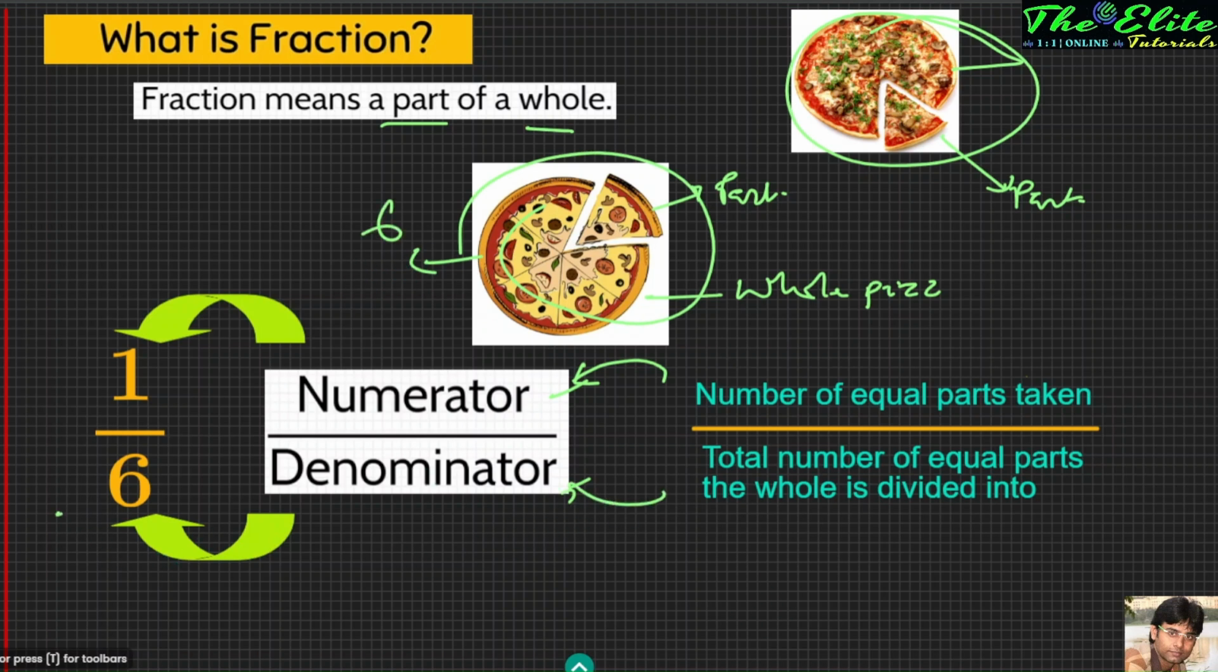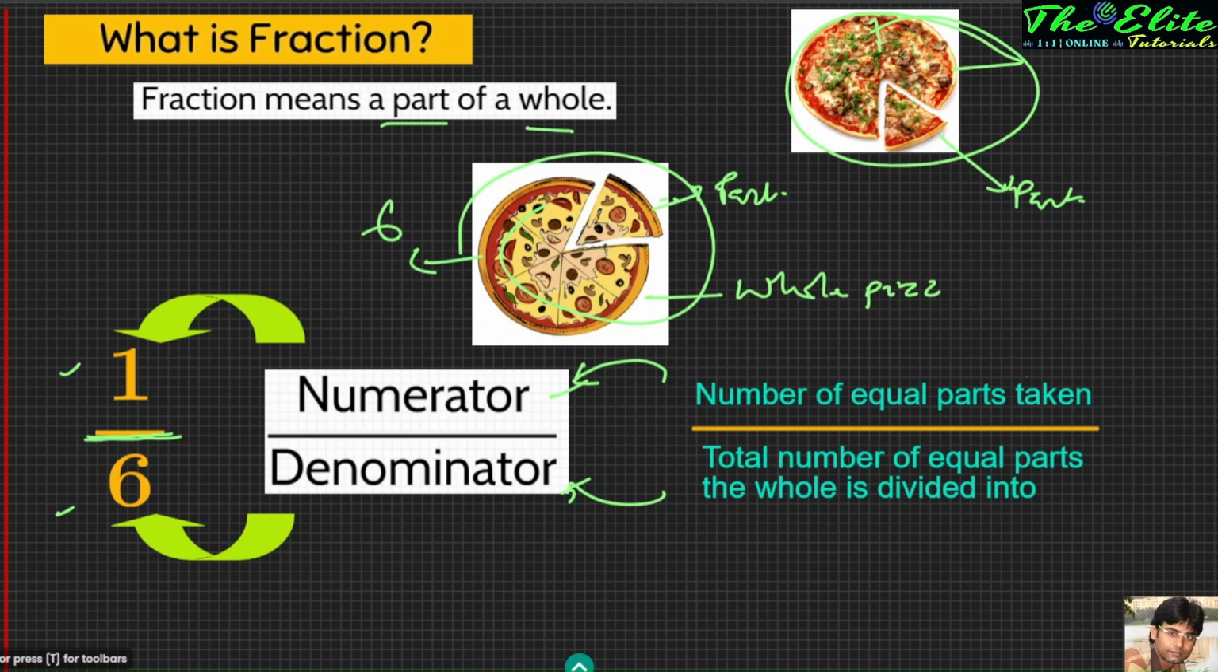You can see here 6 has been written in the denominator, and this part which is taken out into consideration, simply you can write here numerator. So numerator is the top number and denominator is the bottom number. In between is a dividing line. You can see here it is divided. So this part of the pizza can be represented as 1/6.